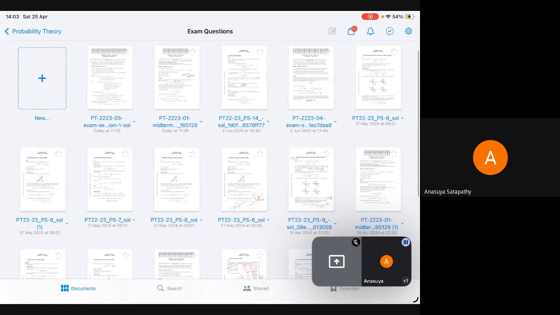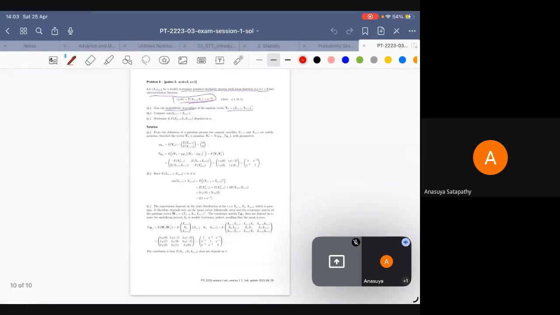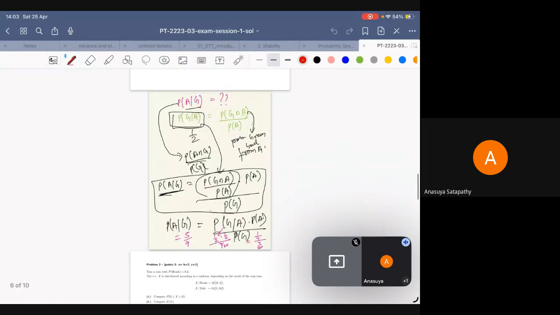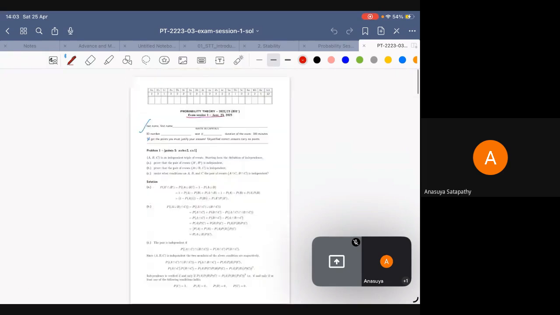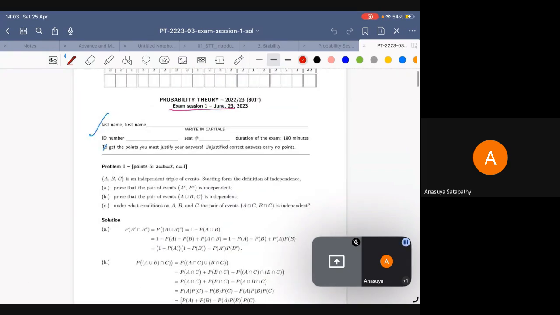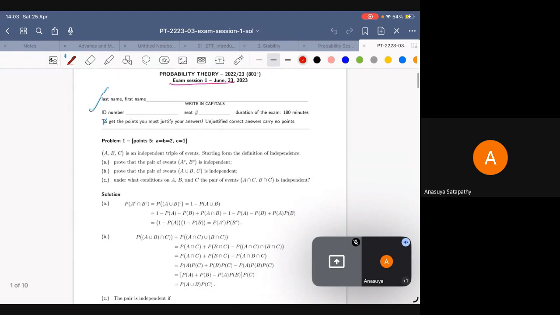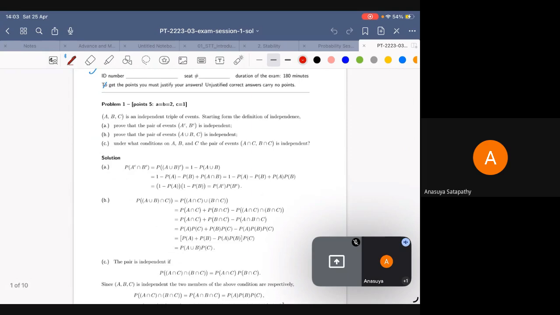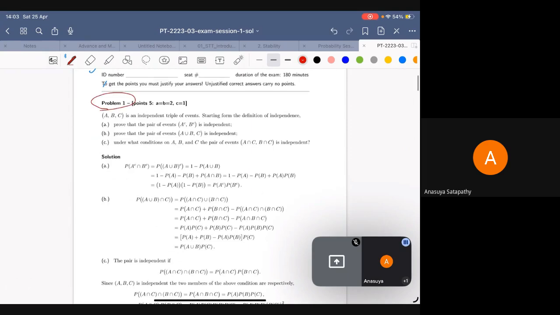See, for example, this one. You can see this is exam session one of June 23, 2023. One question was problem one, from normal sets of questions like set theory, independent events, then intersection, union, all these concepts, a fun question.